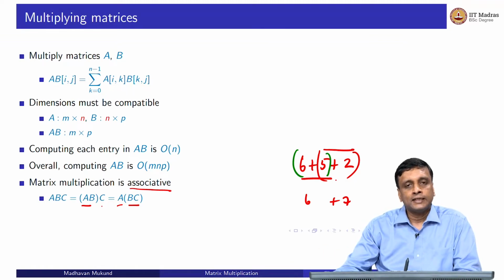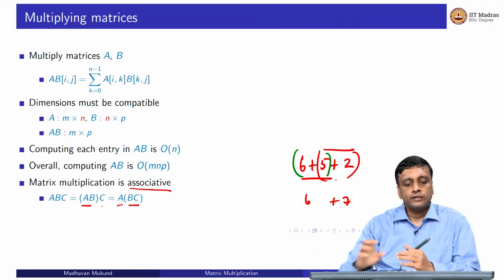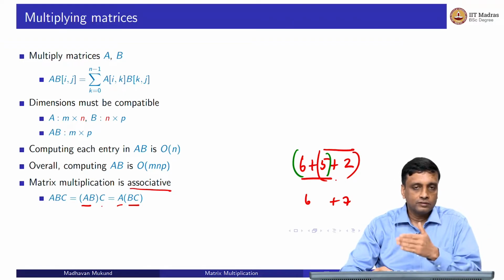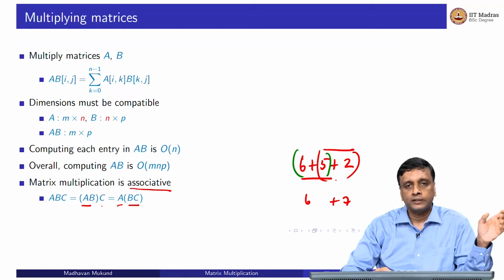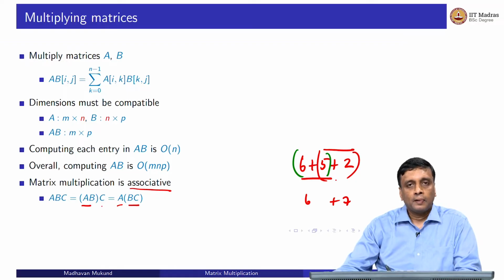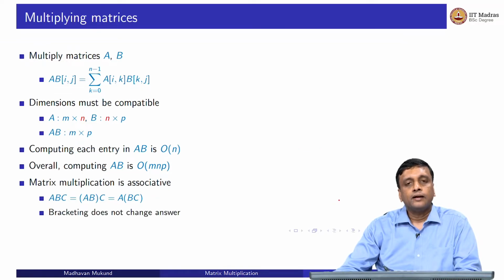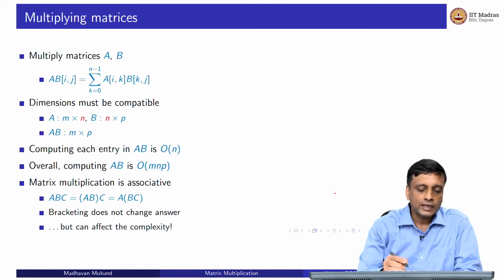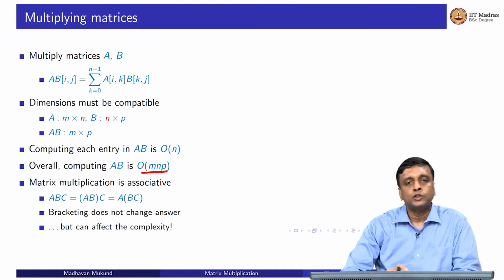So matrix multiplication is associative. So the sequence in which we pair up and evaluate this long chain of matrix multiplication operations does not really matter in terms of the answer that we get, but it does matter in terms of how much time it takes. Now the time it takes for an individual multiplication we know.